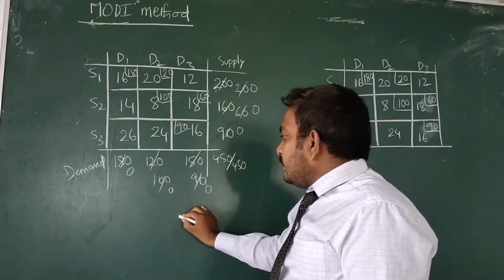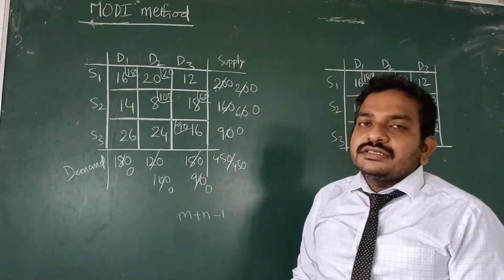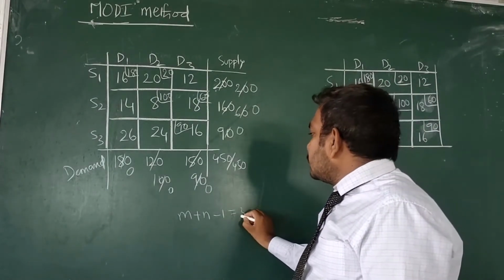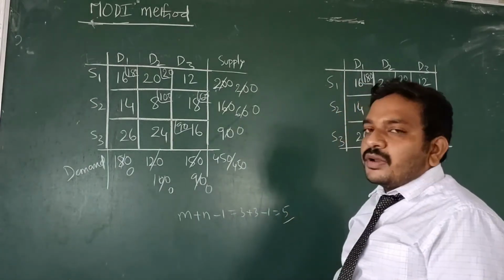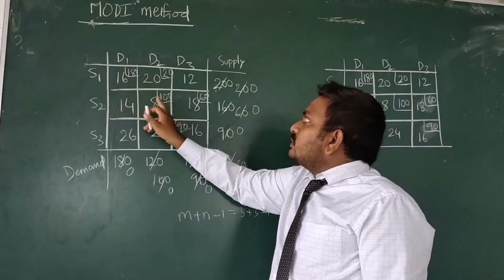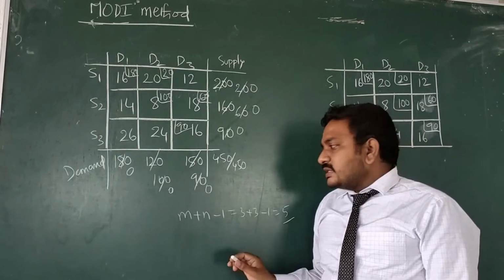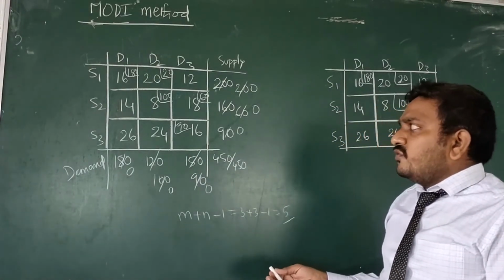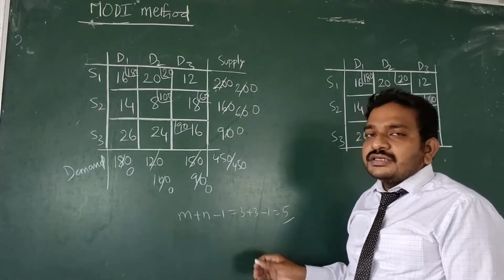Now check the degeneracy, m plus n minus 1. Your total number of allocations must be equal to this particular one, that equals 3 plus 3 minus 1, that equals 5. Total number of allocations you must get is 5. 1, 2, 3, 4, 5 is the total allocations I get. This is the solution of a given transportation table by using the northwest corner cell method.